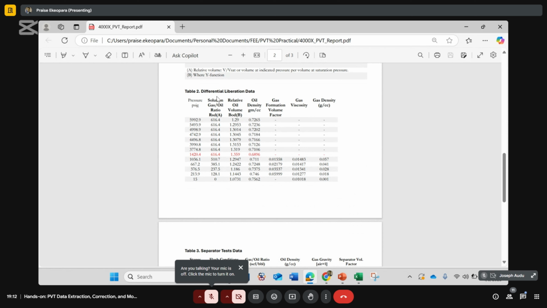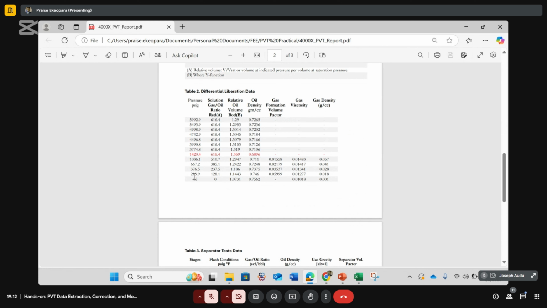The next data you can have is the differential liberation data. If you observe, there was equally an indication of the reservoir pressure here, in red. Then you see some pressure points above it. Because it's differential liberation, our endpoint is usually a standard condition, which is 14.7 psia, but approximated to 15.